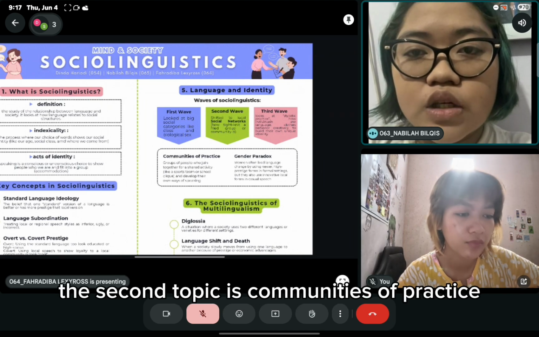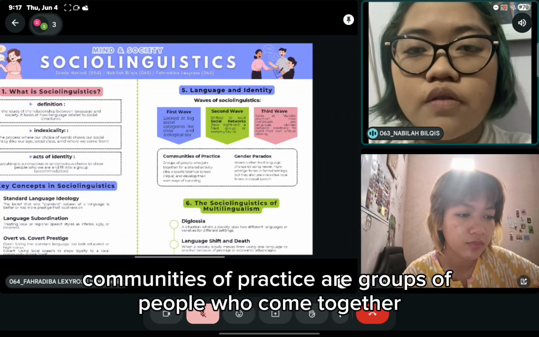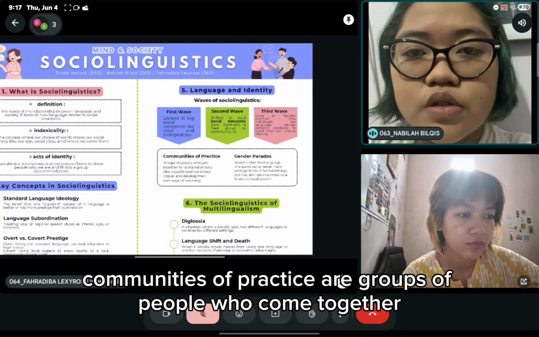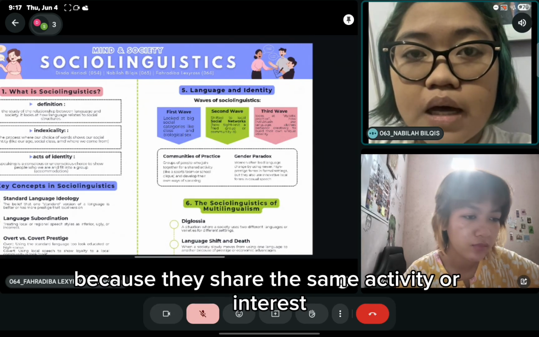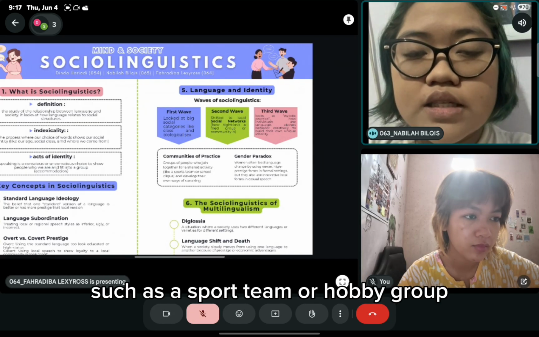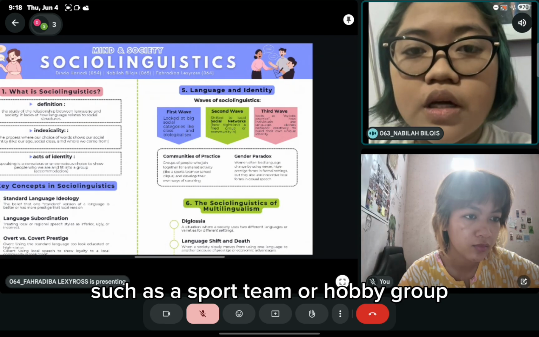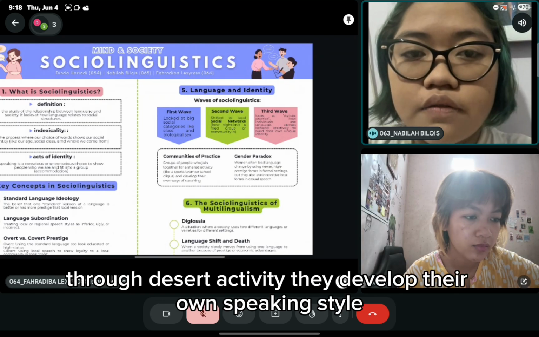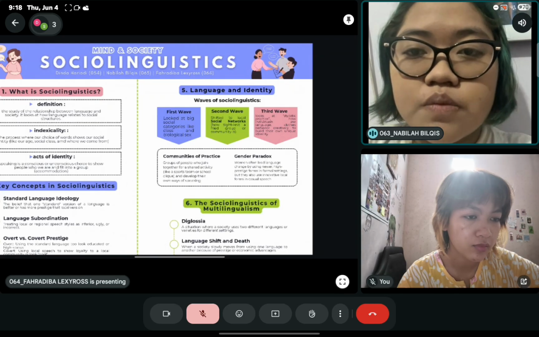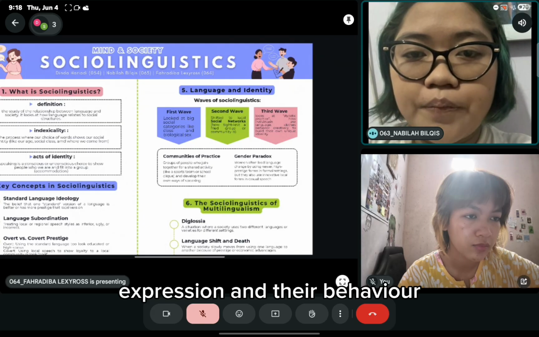The second topic is communities of practice. Communities of practice are groups of people who come together because they share the same activity or interest, such as a sport team or hobby group. Through this shared activity, they develop their own speaking style, expressions, and behavior.